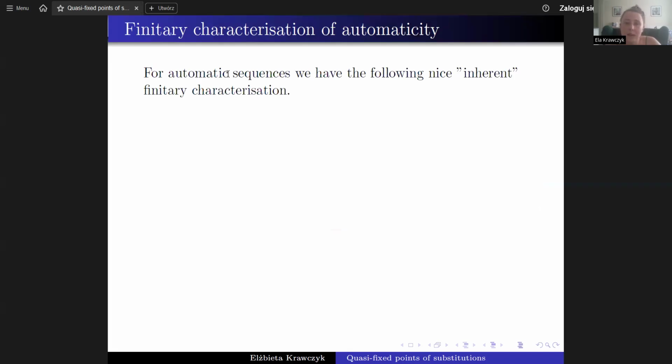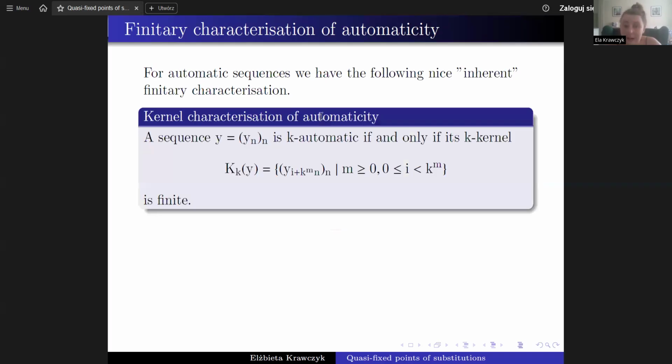And for automatic sequences, we have the following nice finite characterization of automaticity, which is inherent to the sequence. And this is well known. This is just the kernel characterization of automaticity. If you've never heard about this, it basically says that my sequence is k-automatic if and only if the well-defined set of subsequences of this sequence is finite, and this set of subsequences depends very highly on this base k.